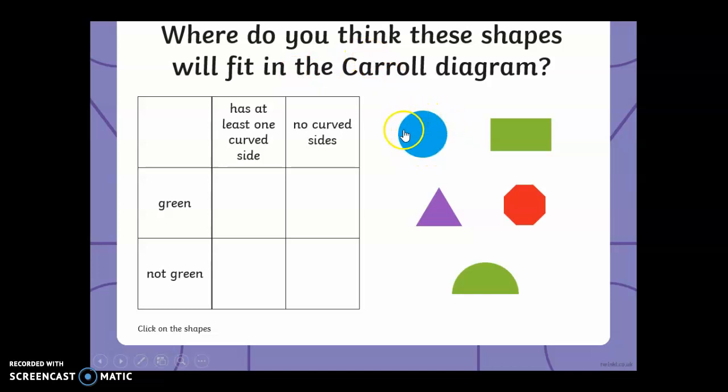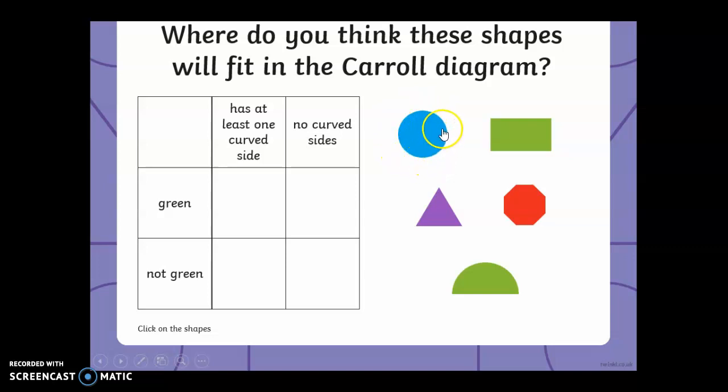What shape is this? It's a circle. Do we have to know the name of the shape? No. In this case, all we have to know is what color they are, whether they're green or not green, and whether they have at least, so minimum, one curved side. They can have more than one, but at least they have to have one. If they don't have any curved sides, then they would go in these categories.